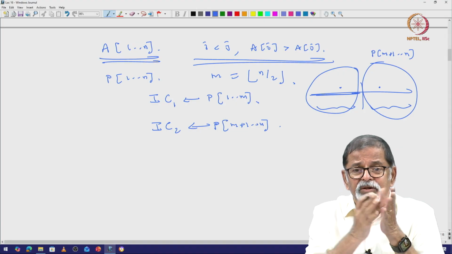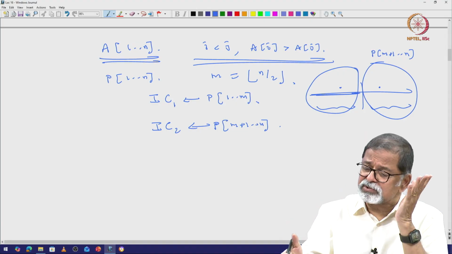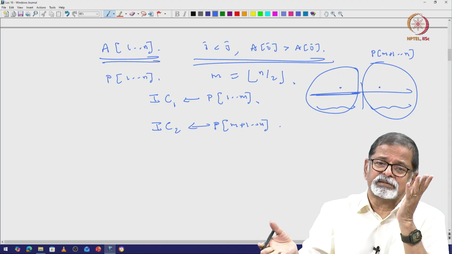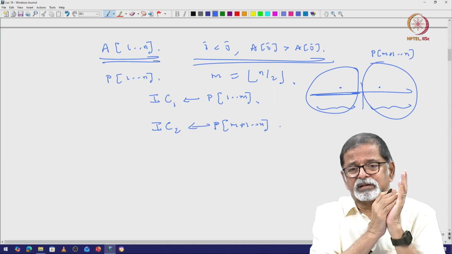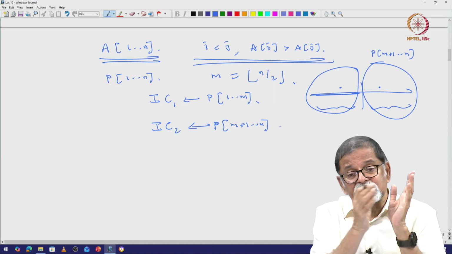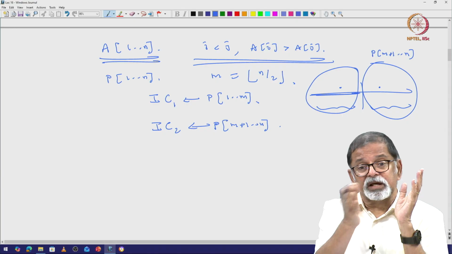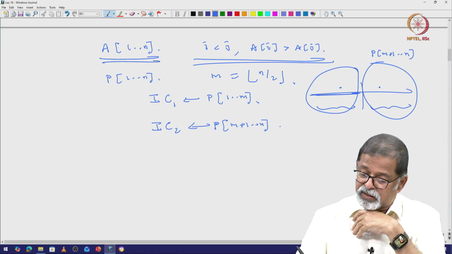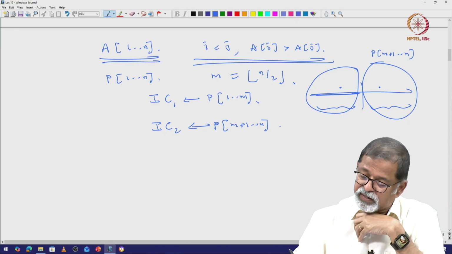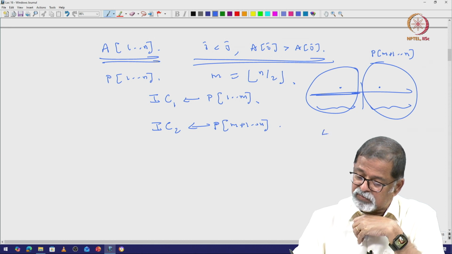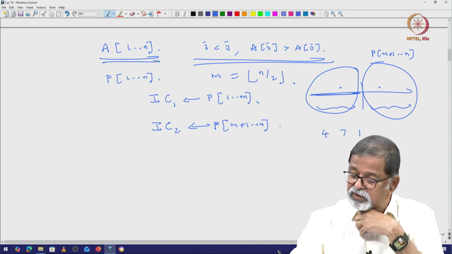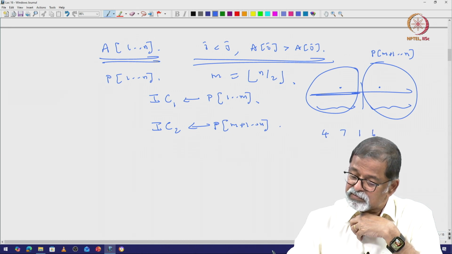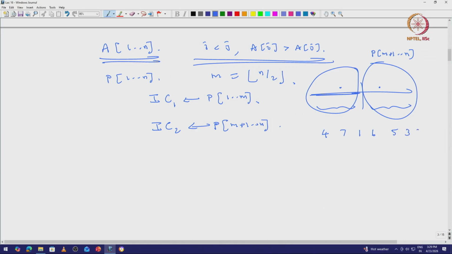So, you do not know how many values on the right are having some larger values in the ignored part. Okay. For example, if I have 4, 7, 1, 6, 5, 3, 2, 8.